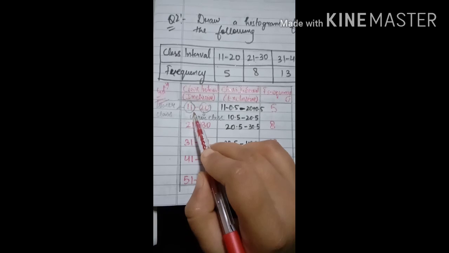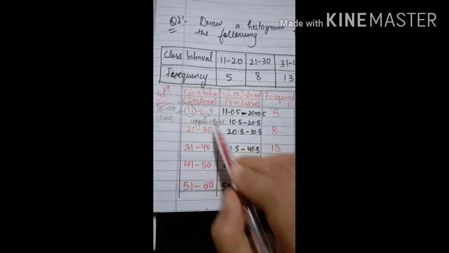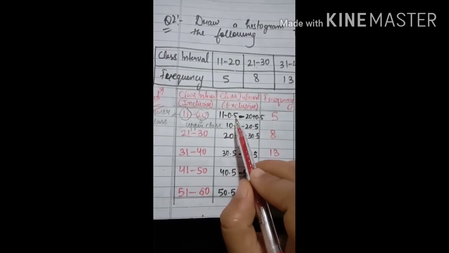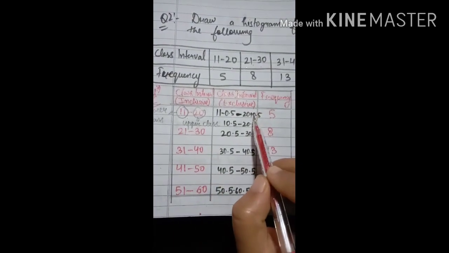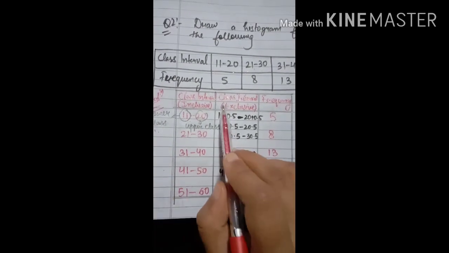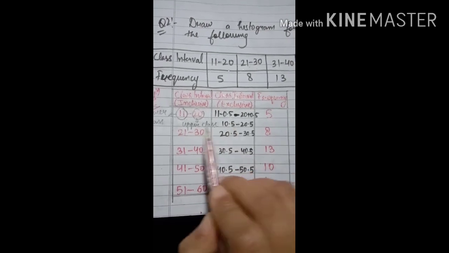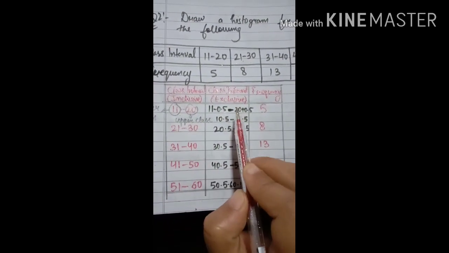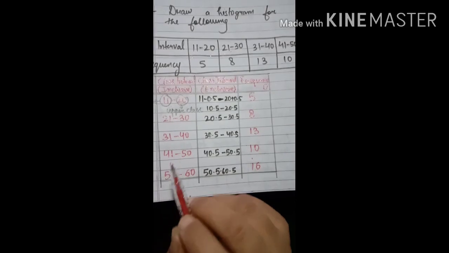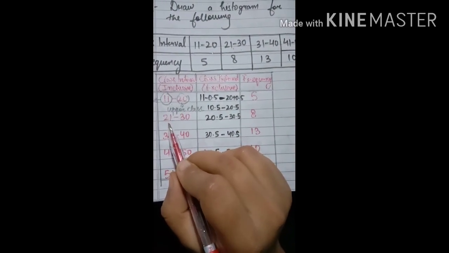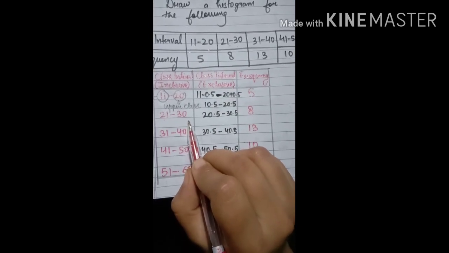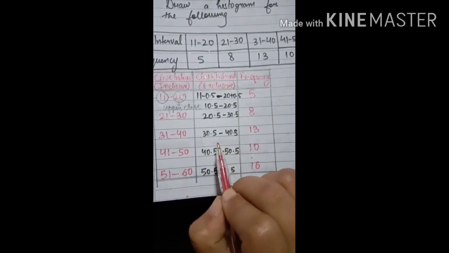Here 11 is the lower class limit and 20 is the upper class limit. From the lower limit we have to subtract 0.5 and to the upper limit we have to add 0.5. We subtract 0.5 from the lower limit: 11 minus 0.5 is 10.5, and to the upper limit we add 0.5, so we get 20.5. Similarly with the other class intervals: from 21 we subtract 0.5 and we get 20.5, and to 30 we add 0.5 and we get 30.5.